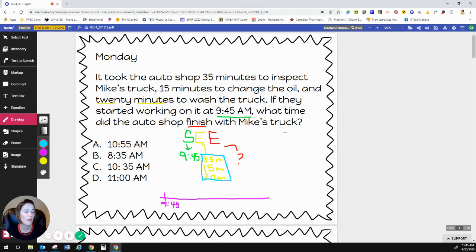Okay, so I'm going to rewrite it over here. We've got a little bit more room. I have 35 minutes plus 15 minutes plus 20 minutes. Let's put that together. So I have 5 plus 5, which equals 10. Regroup my 1. 3, 4, 5, 6 plus 1 more is 7. So I have 70 minutes.